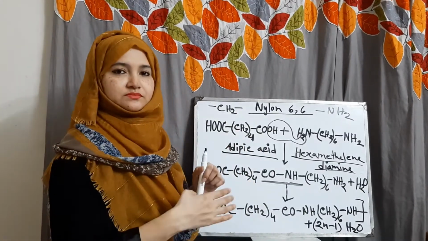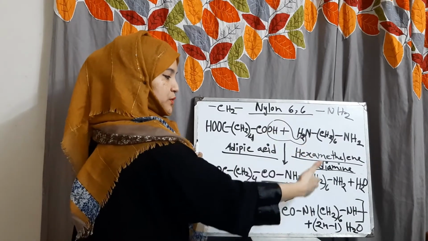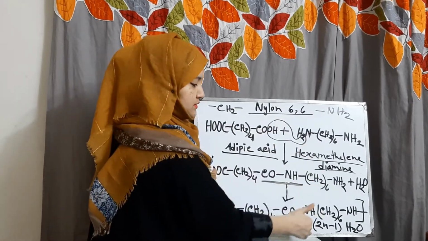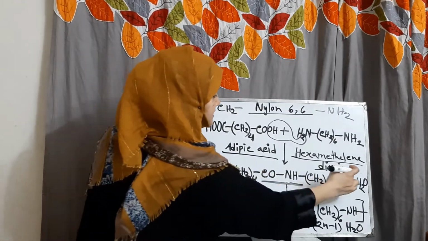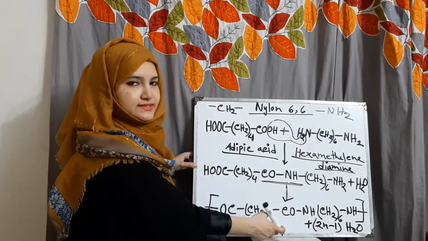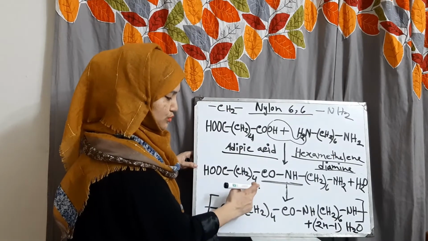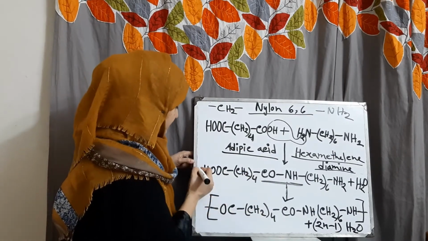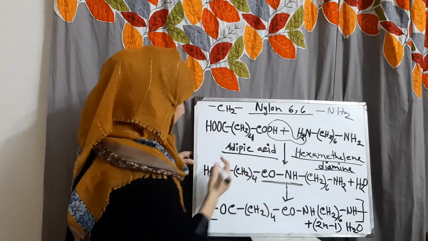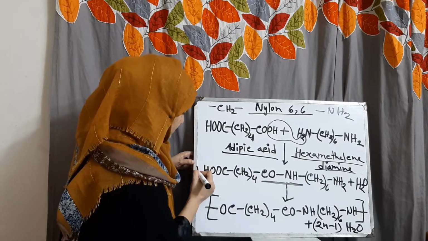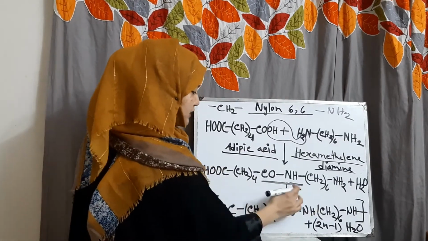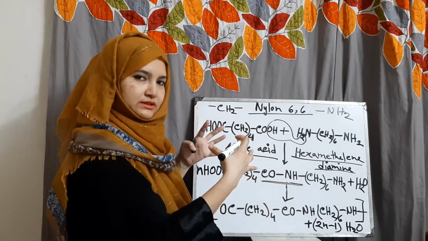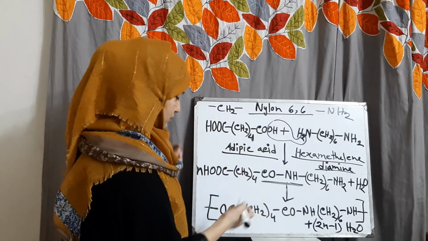Now real polymerization starts from there. This is the monomer for the second step. In that case, here also n number of this amide molecules link together and form this.